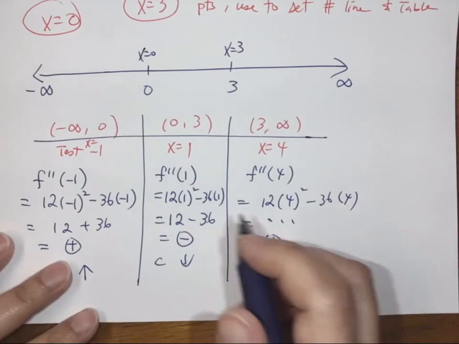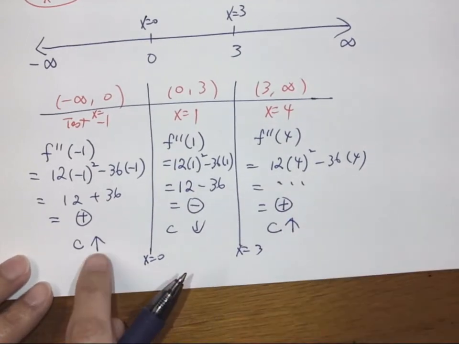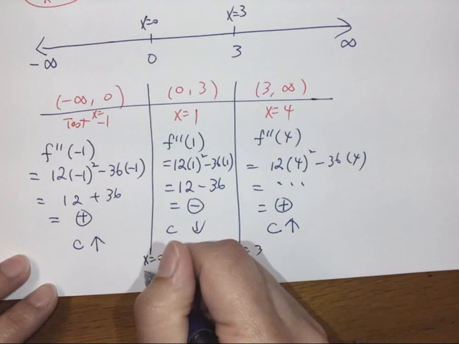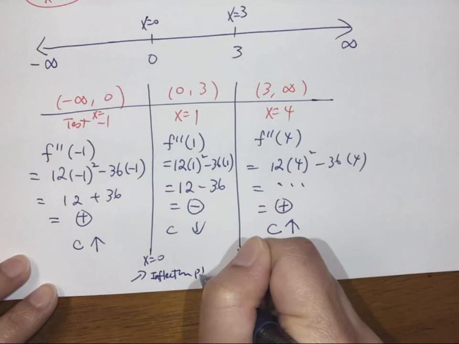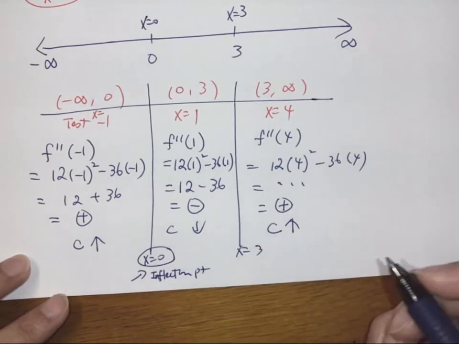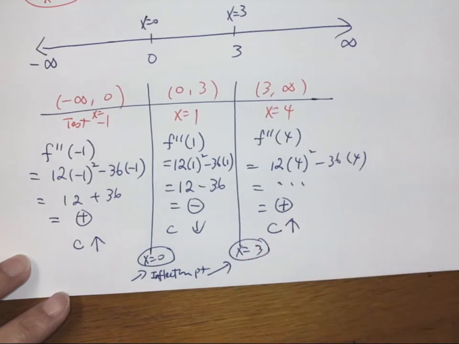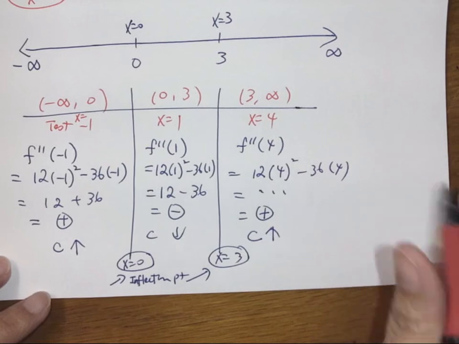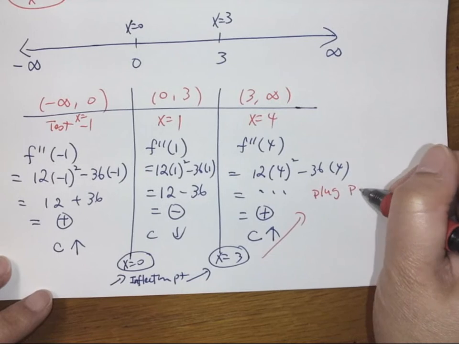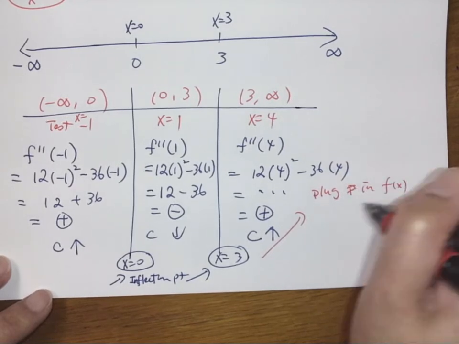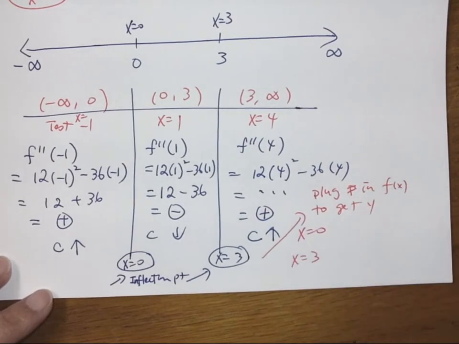Remember, this is x equals 0 and x equals 3. If you have concave up turn into concave down, then x equals 0 is an inflection point. I mean, you need to find a y value, but you have one of them. And this is also another inflection point, right? To find the y value, where do we plug it in? It's going to be plugged into f of x, the original function, to get y. So x equals 0, x equals 3.